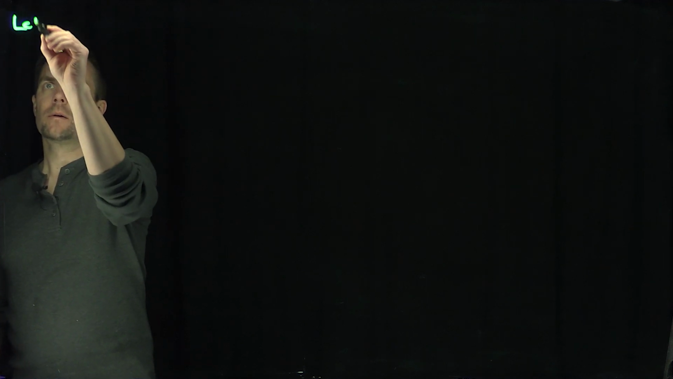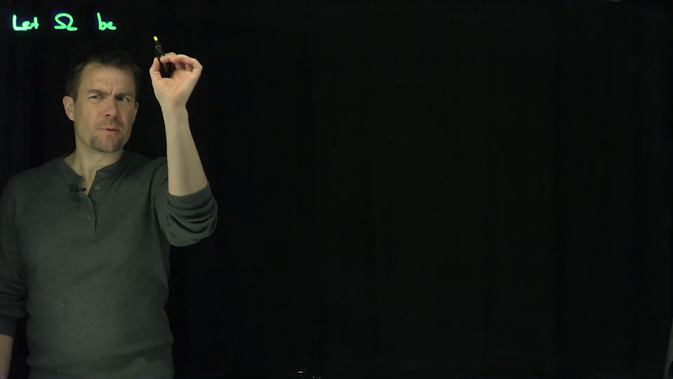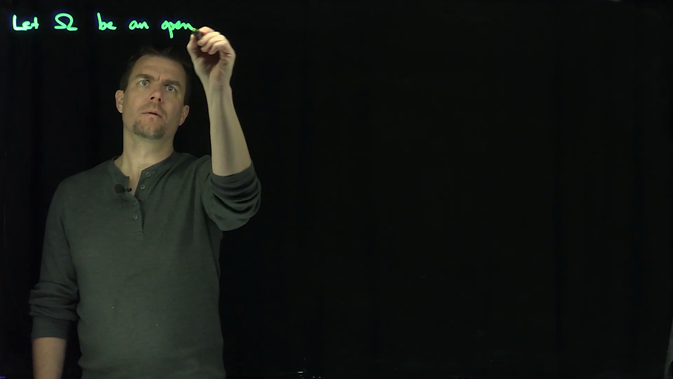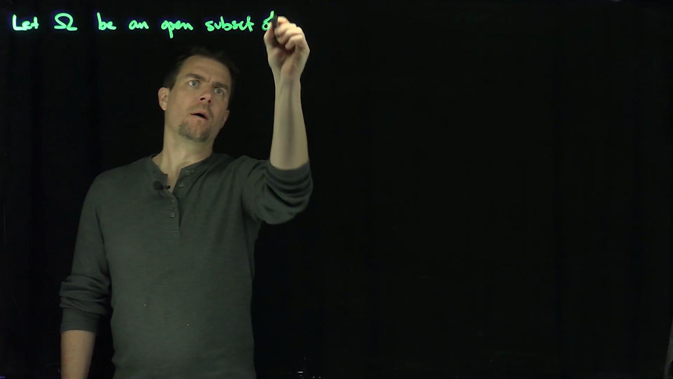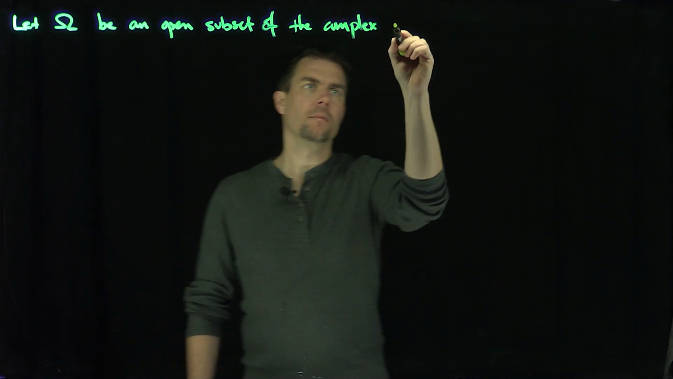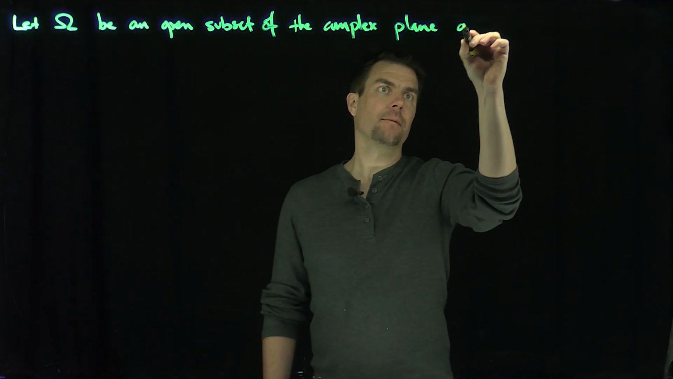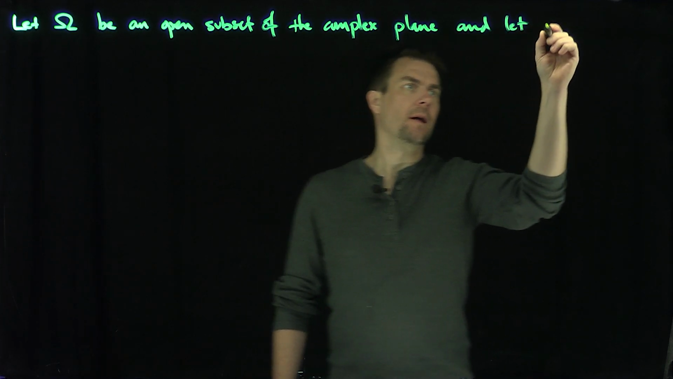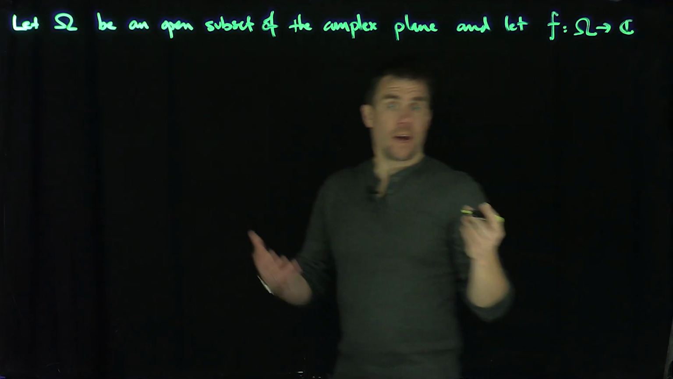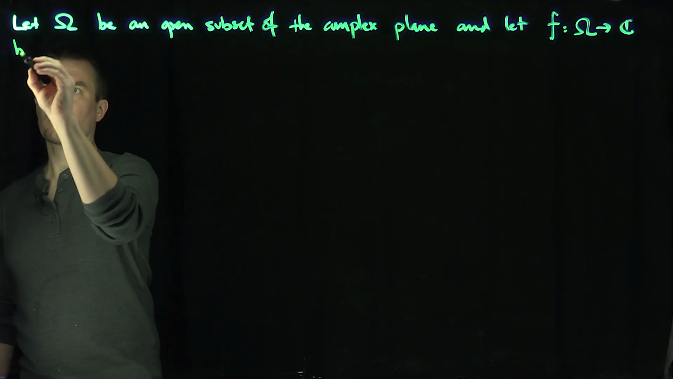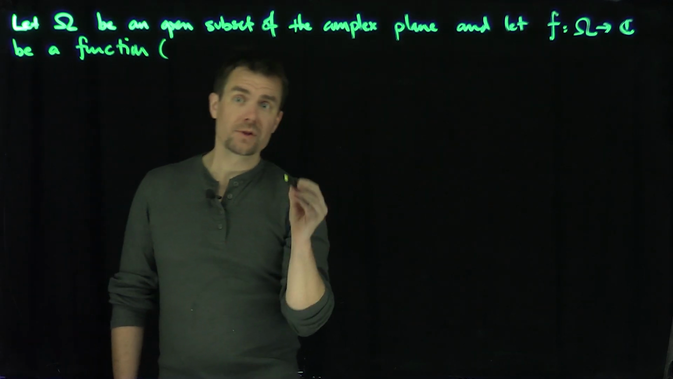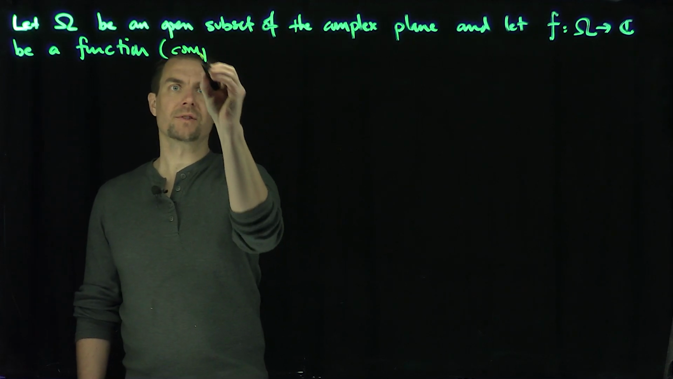So let omega be an open subset of the complex plane. It doesn't have to be an open subset, but that's going to be our typical context. And let f be a mapping from omega into C. This function is going to be a complex valued function. It's going to output complex numbers.